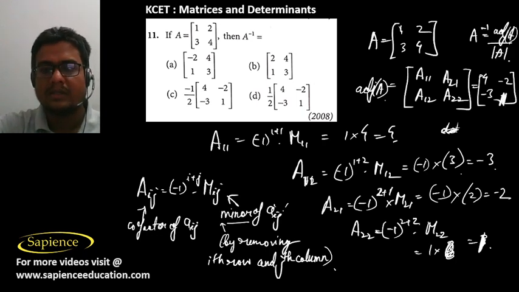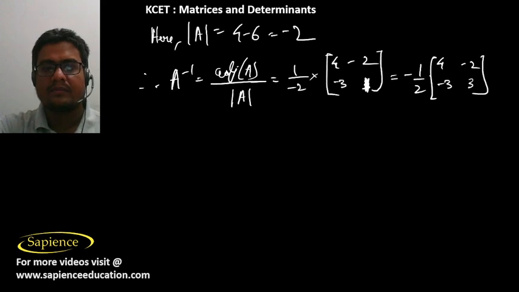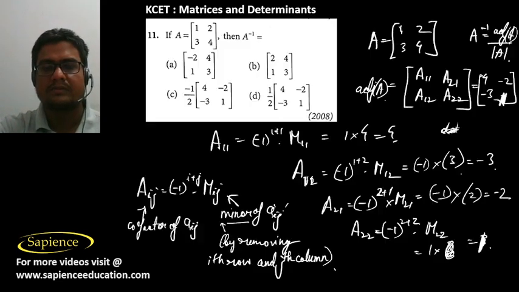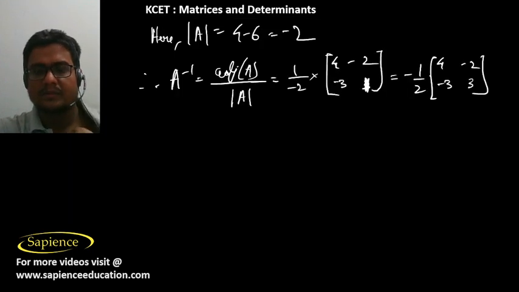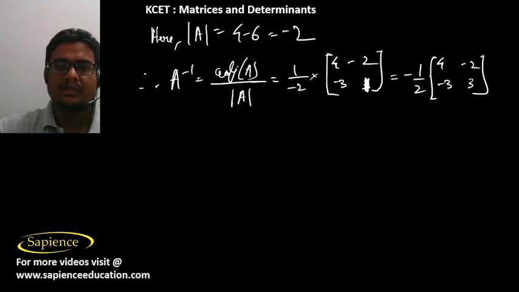So the determinant of A is 4 minus 6, is minus 2. Okay. Is 4 minus 2 minus 3, 1. Okay. So option C is the correct answer.